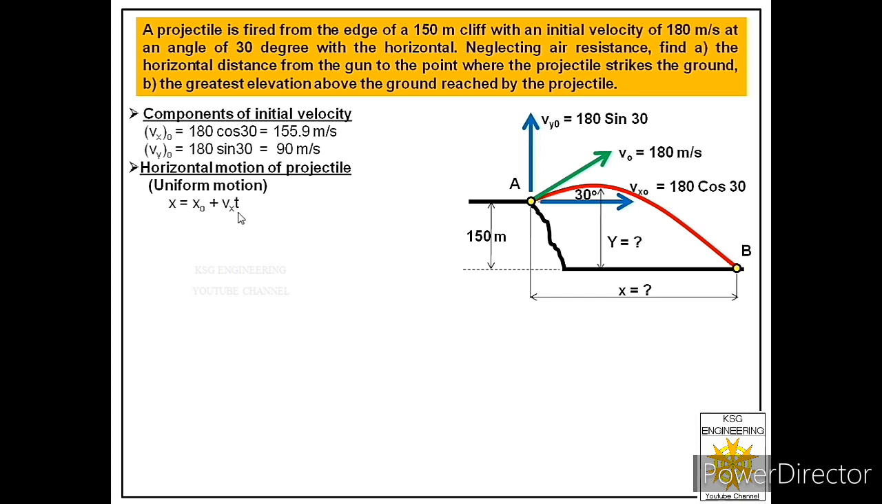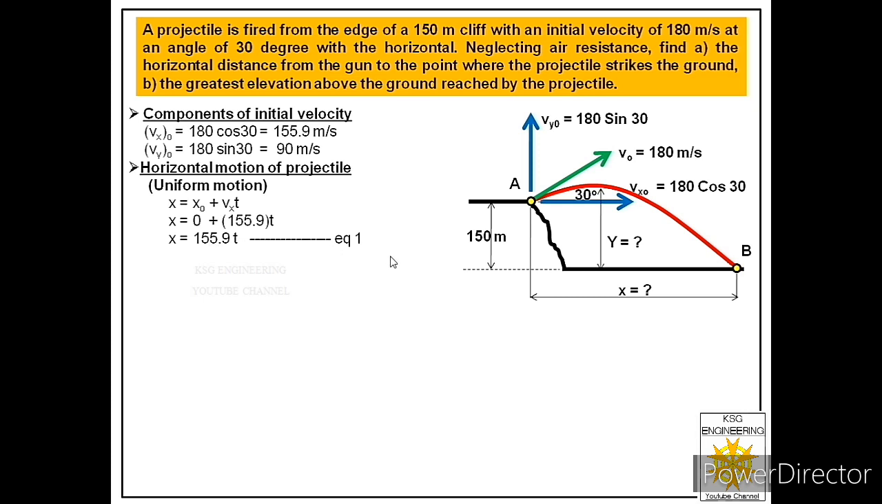So let us put these values in this equation. So we will get x is equal to 0 plus 155.9 t. So from here we will get x is equal to 155.9 t. And in A part we have to find horizontal distance from the gun to the point where projectile strikes the ground. That means we have to find this x. But in this case we have one more unknown value, that is t. So we cannot solve this equation right now. So let us call this equation as equation number 1.